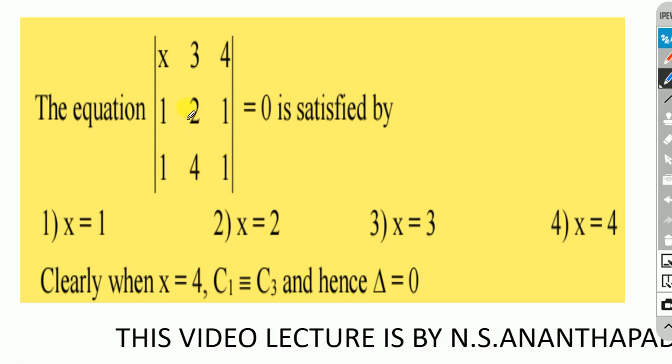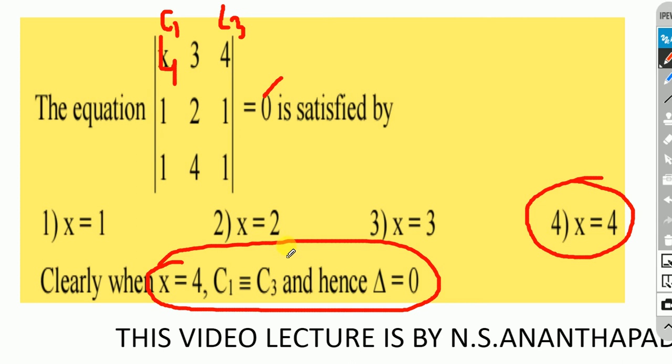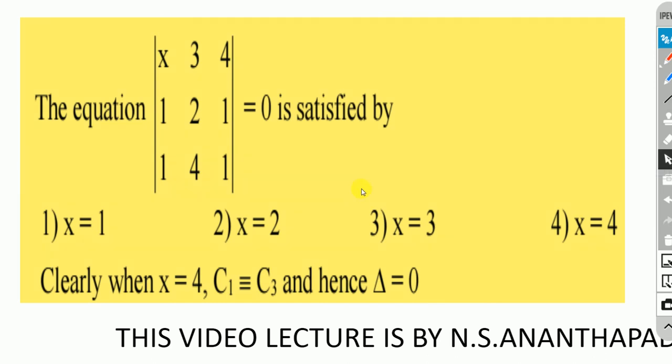But when you put x is equal to 4, you can observe, I have 4, 1, 1, that is C1 is equal to C3. Therefore, when two columns are identical, the value of the determinant is 0. Therefore, for x equals 4, the determinant is 0. Therefore, option 4 is the right answer. So this is the way of obtaining the answer by substituting the given answers by inspection, or you can expand this determinant and get the value of x.